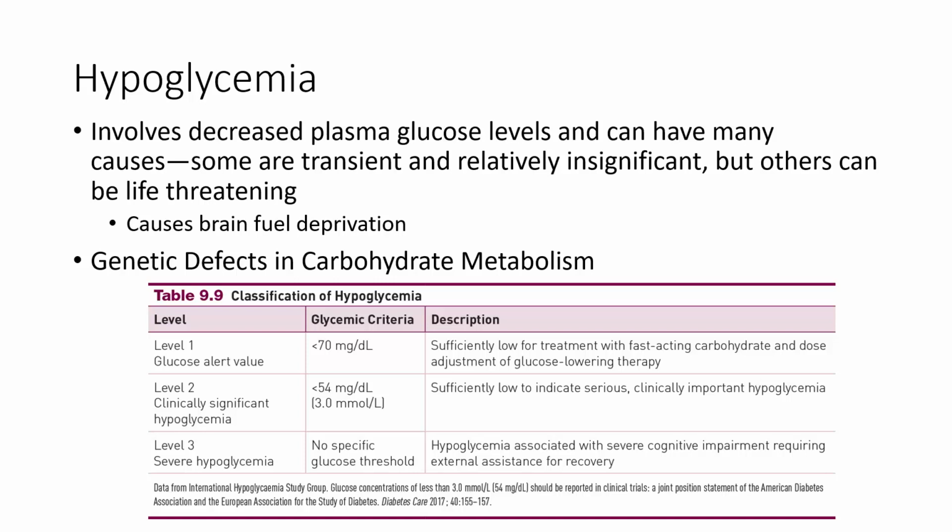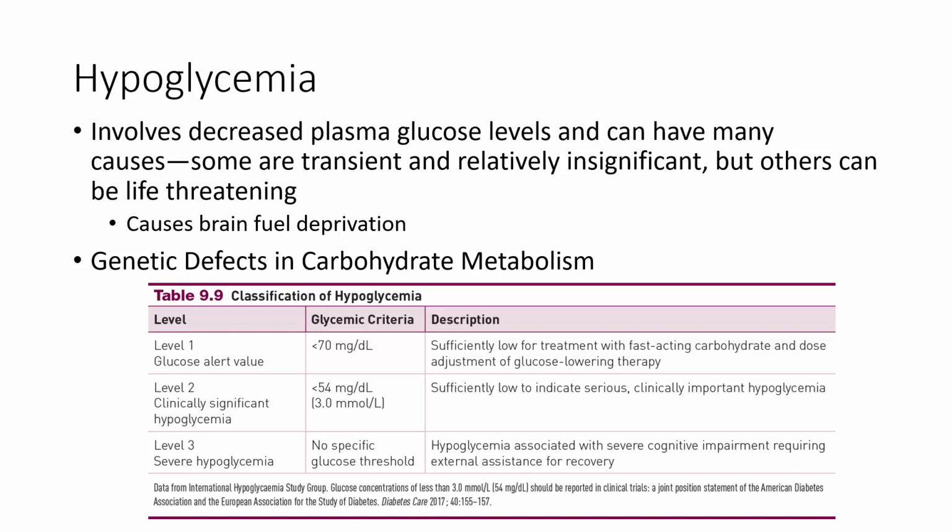Level 1, glucose alert value, is less than 70 mg per deciliter. There will be some moderate symptoms at that point. You may feel tired, you may feel a little bit dizzy. Level 2, clinically significant hypoglycemia, is less than 54 mg per deciliter.